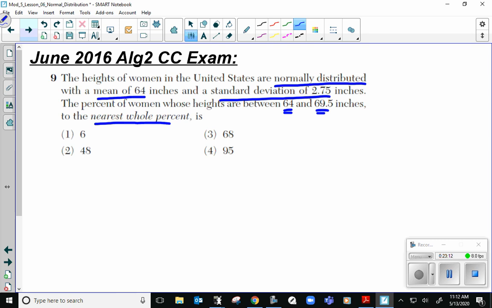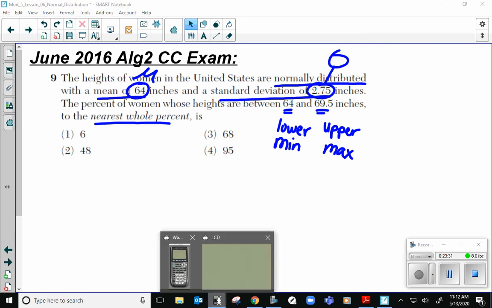I have a lower limit, or a min. I have an upper limit, or a max. I like using min and max. I hate lower and upper, but hey, that's what it says in the calculator. Here's my standard deviation, badoosh, and here's my mean. Bam. That's completely right in the calculator.